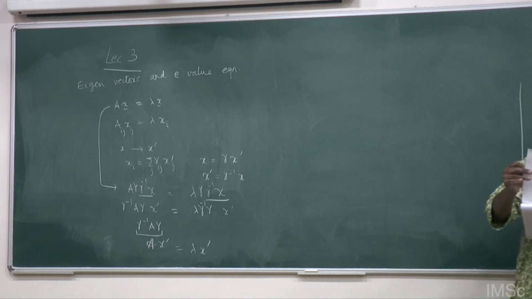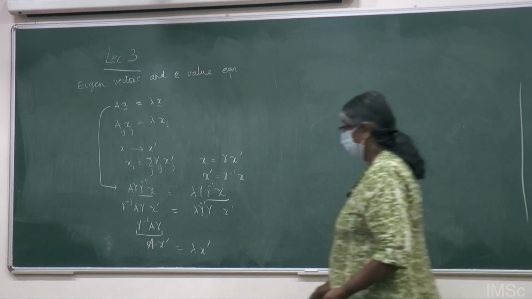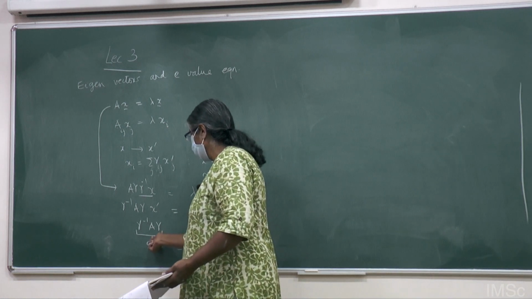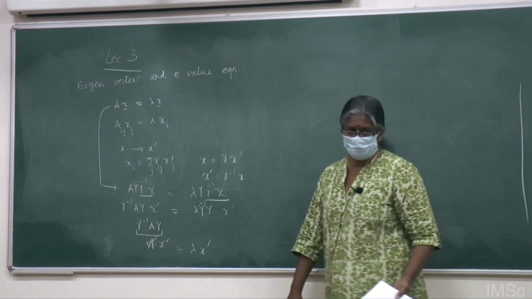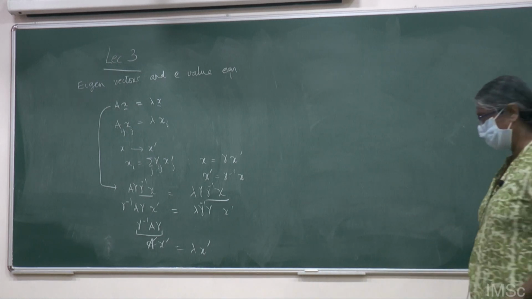Should we call this A prime now? Gamma inverse A gamma? Yeah, I just called it script A, but you can call it A prime, something else. It's a similarity transformation. You would have seen it earlier, right? You know it's a similarity transformation.